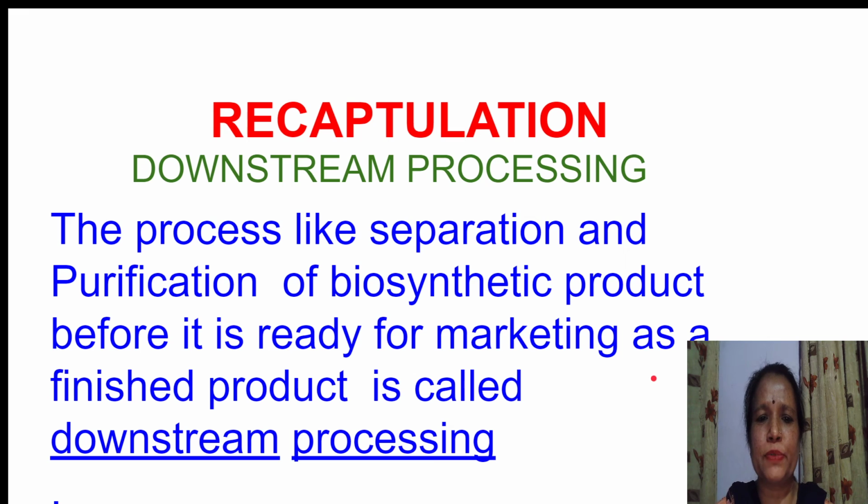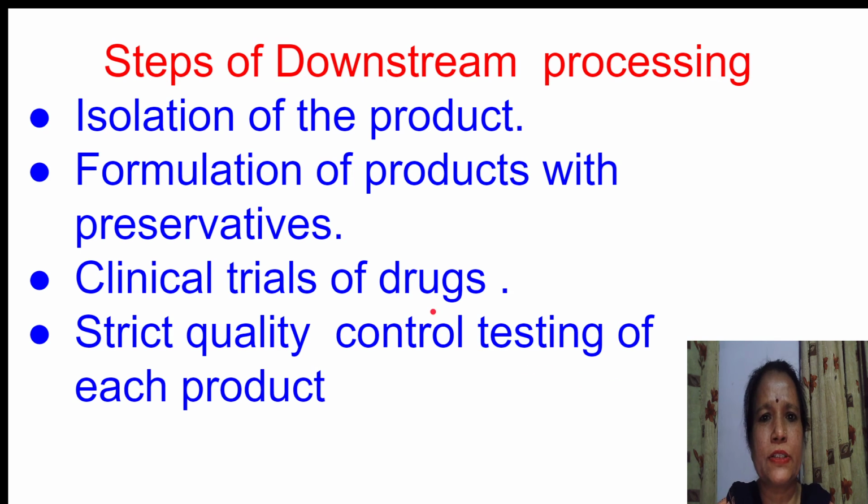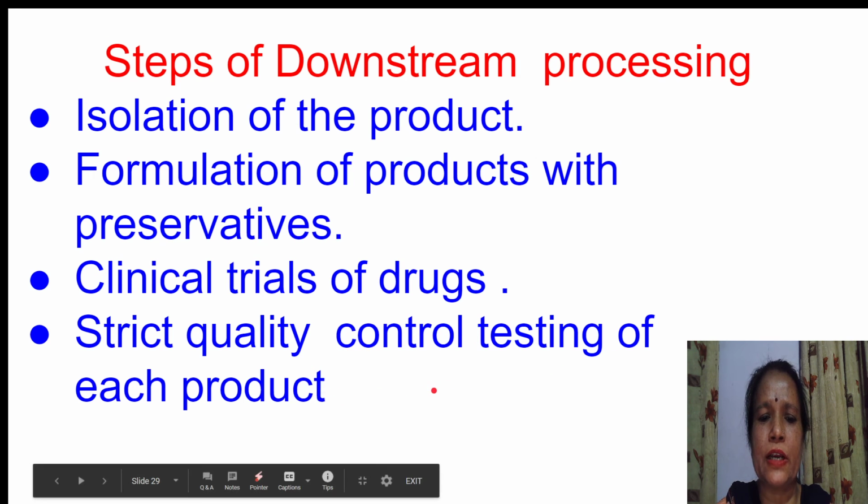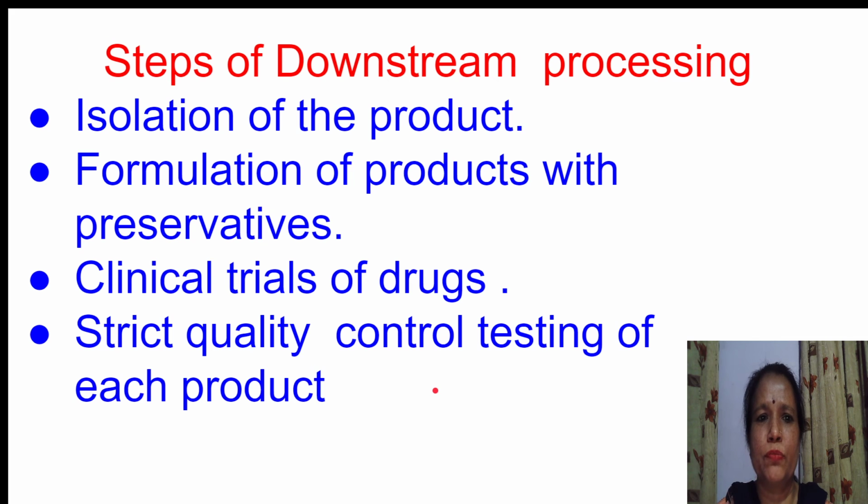So, all the steps which we will carry out after obtaining a product are known as downstream processing. Now, what are the steps in downstream processing? We have already studied isolation of the product, formulation of the products with preservatives. Preservatives are to be added for long life of these products. Clinical trials of the drugs are to be done. Strict quality control testing of each product, and it will vary from product to product.